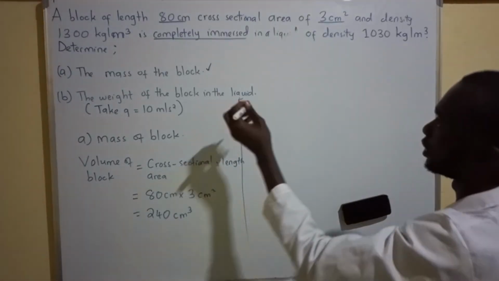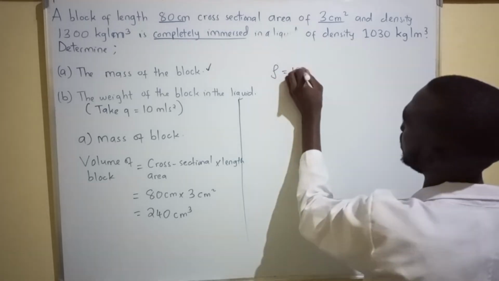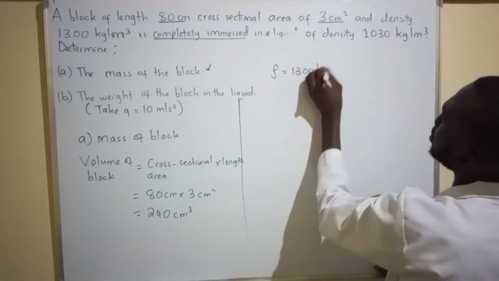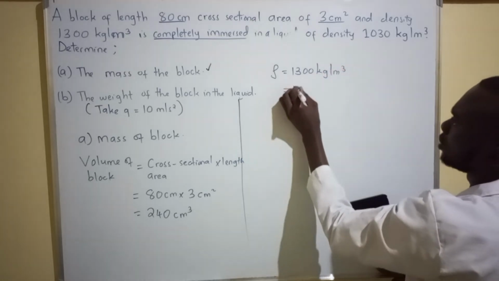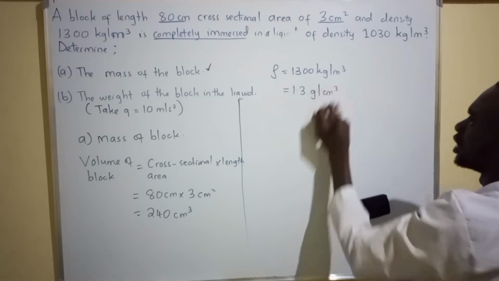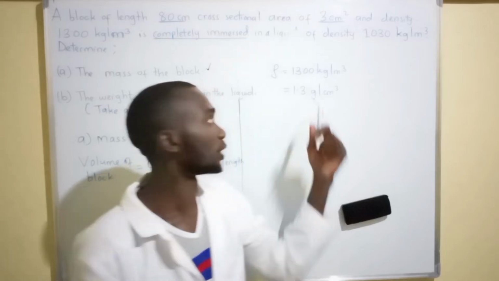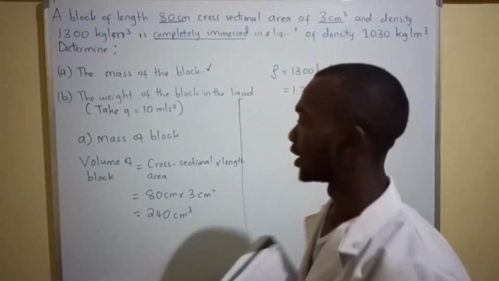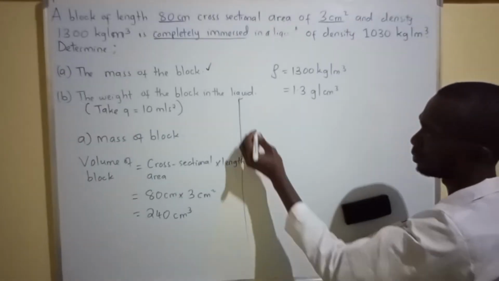We have the density of the block. So the density is equal to 1,300 kilograms per cubic meter. I can easily change this one to be 1.3 grams per cubic centimeter. So I have the density. The density of the block is 1.3 grams per cubic centimeter, and the volume is 240 cubic centimeter. Now I can get the mass.